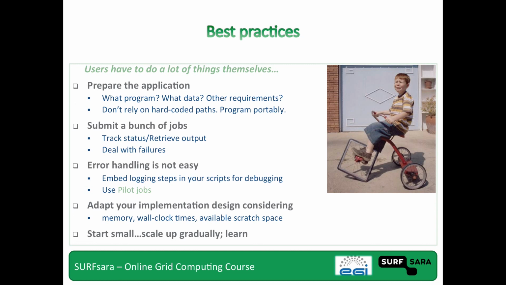Fault tolerance and error handling are not easy on the grid. Users keep an account of their jobs and check whether they are completed successfully. They need to embed logging steps in the scripts for debugging. However, there are tools to help you deal with failures and resubmissions, and we'll talk about these, for example, in the Pilot Job Framework slides.